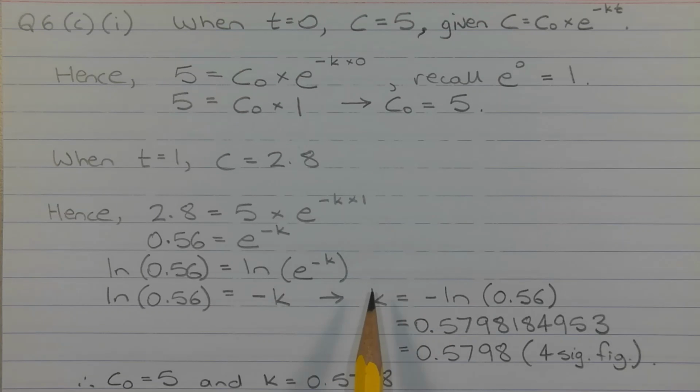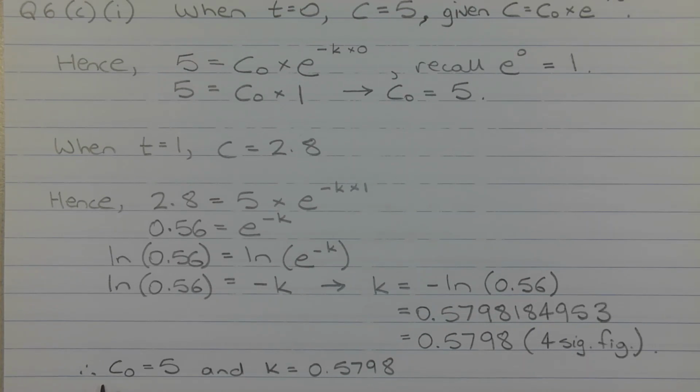So making k the subject, we get k equals negative ln of 0.56, which evaluates to 0.5798184953, which rounds to 0.5798, correct to 4 significant figures. Therefore, C0 equals 5 and k equals 0.5798.